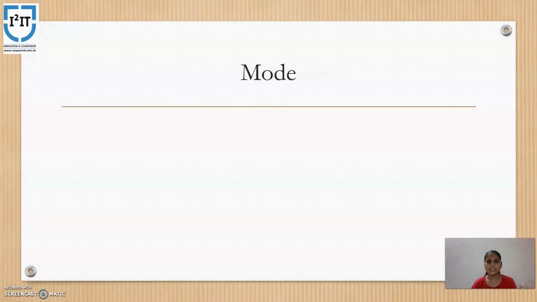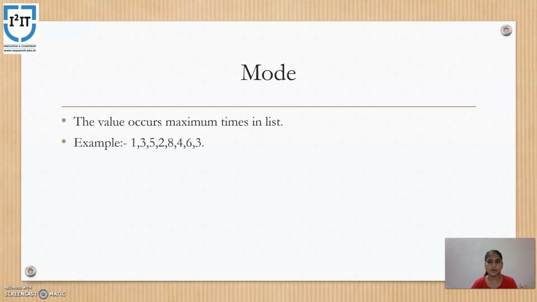Now let's do mode. What is the mode? The digit or number which occurs most often in a list is known as the mode. Let's look at an example. Here in this list, 1 occurs 1 time, 3 occurs 2 times, 5 occurs 1 time, 2 occurs 1 time, and 8, 4 and 6 also occur 1 time each. So there is only one number, 3, which occurs the most, so the mode will be 3.